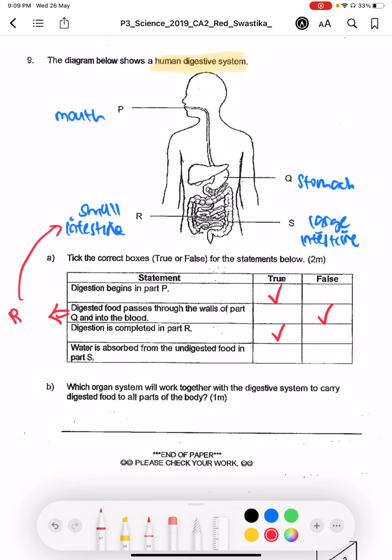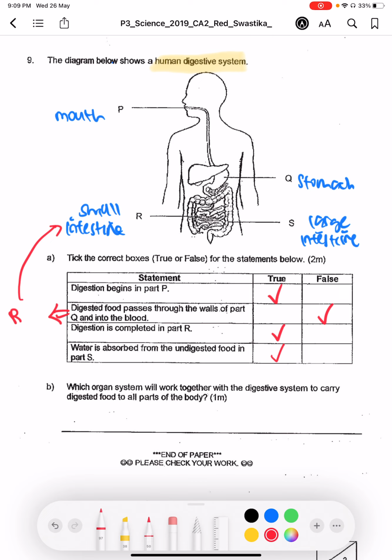So the next statement is water is absorbed from the undigested food in part S. Part S is referring to the large intestine. So this is true, as mentioned earlier. In the large intestine, it will help to absorb water and minerals from the undigested food, and then later this will be passed out as waste materials in the anus.